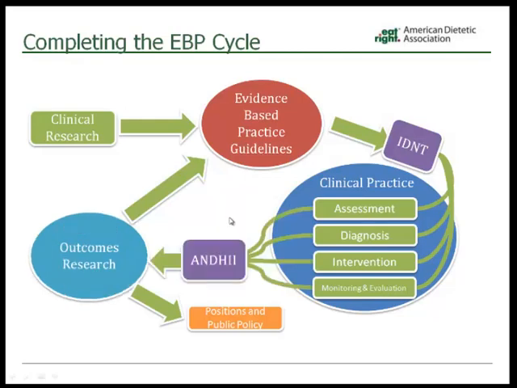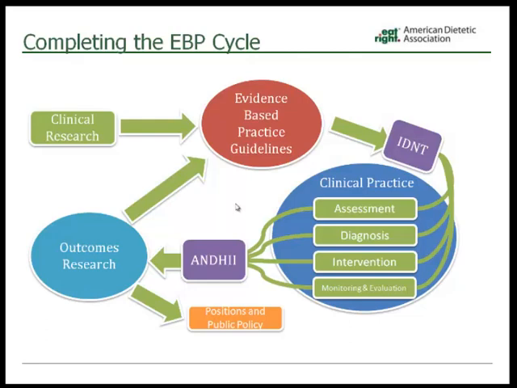So the purpose of ANDHII is to close up this loop and take what's happening in clinical practice and get analyzable data out of it so that we can increase that bubble of outcomes research. This is important because our guidelines are only ever as good as the evidence that's available. And sometimes there's not enough evidence to make the best conclusions, and sometimes the evidence that is available doesn't end up translating well into real-world practice.